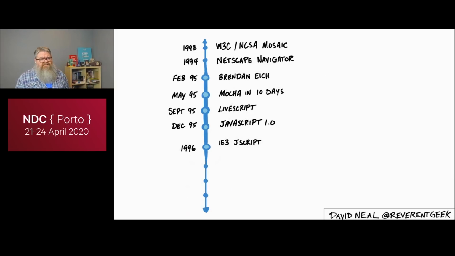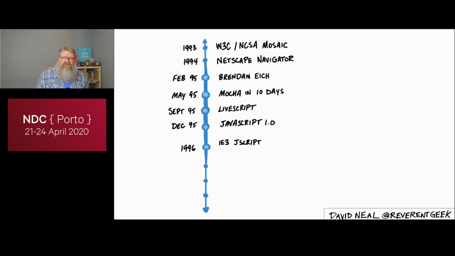Well, I think it's interesting to look at some of the other things on the timeline during the early days of JavaScript. After Mocha is created in 10 days, it goes through a couple of iterations. I mean, the code itself doesn't really change, but it goes through a couple of names. It got renamed to LiveScript for a little while, and then JavaScript in December of 95, Netscape releases, I think it was version 2, beta 1 or something like that, that includes JavaScript.